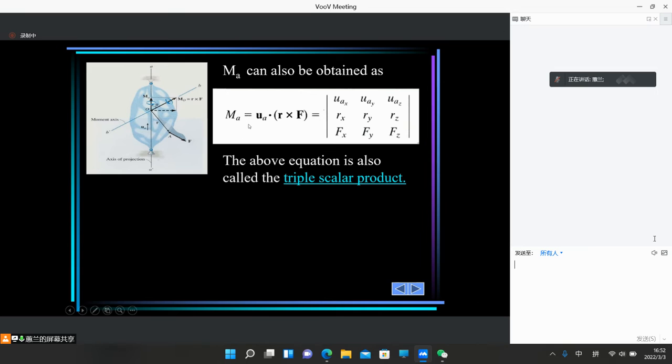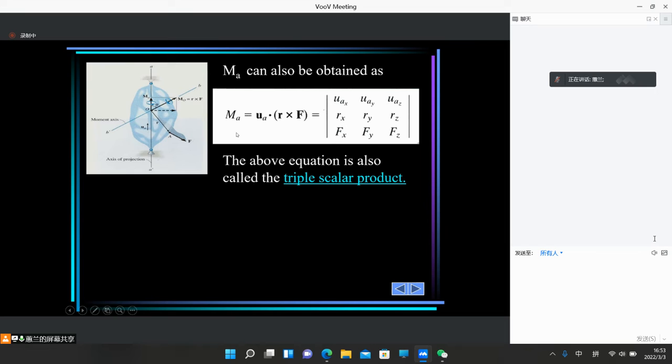Here, say if it's a very specific axis, for example, the x-axis. So the unit vector of the x-axis, u_A, should be i, right? So it will be i, and this will be 0, this will be 0, and you can calculate it easily.